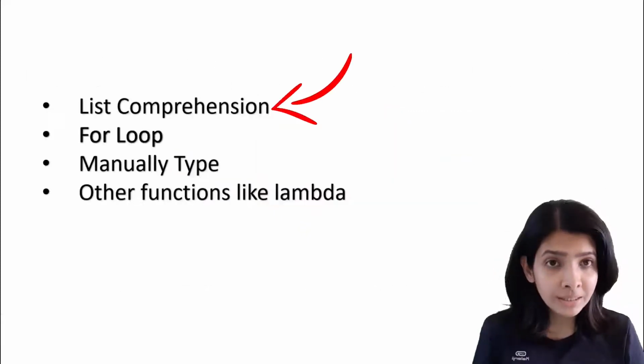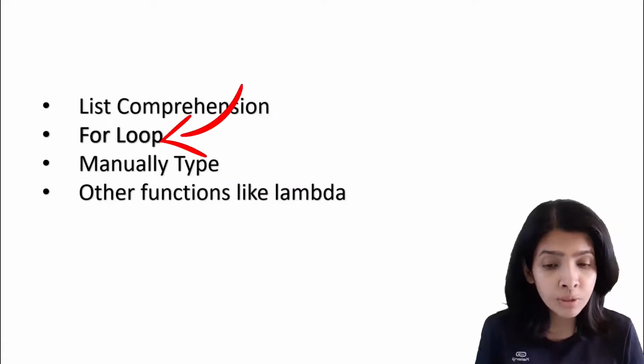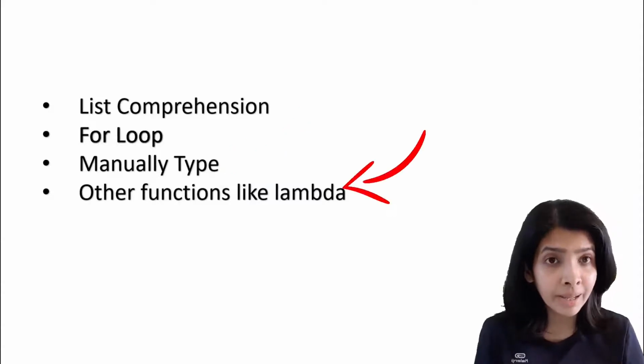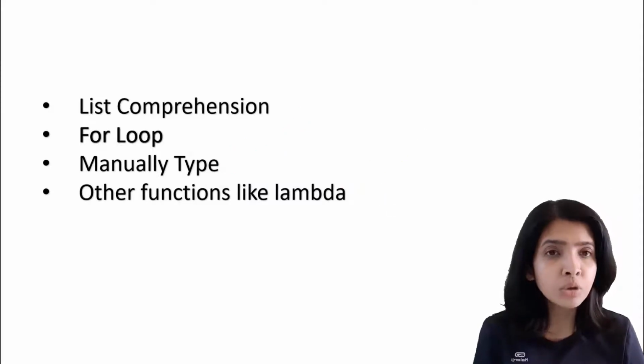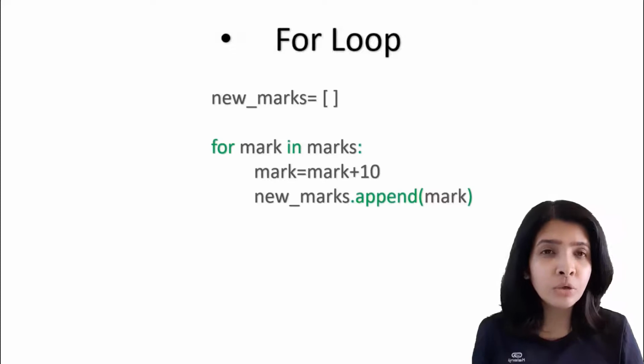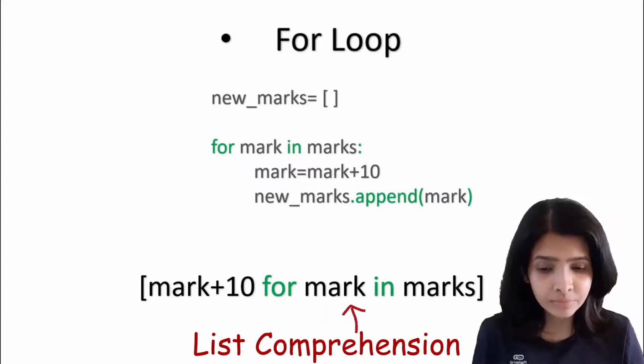We can use a list comprehension, we can use a for loop, we can manually type the elements within square brackets, and we can use other functions like lambda and map. But the most common and simplest way of doing it is by using a for loop. If a for loop can do this, then why do we need a list comprehension? List comprehension is basically for loop made easy.